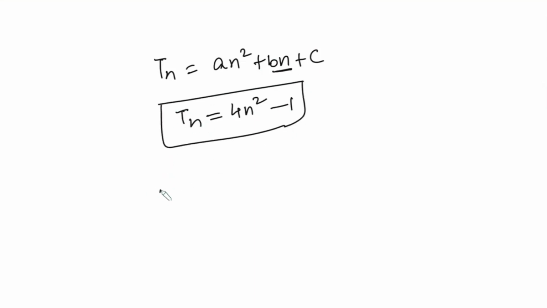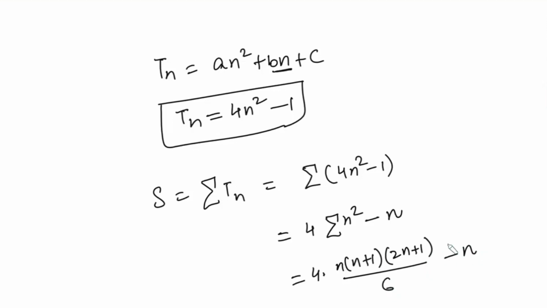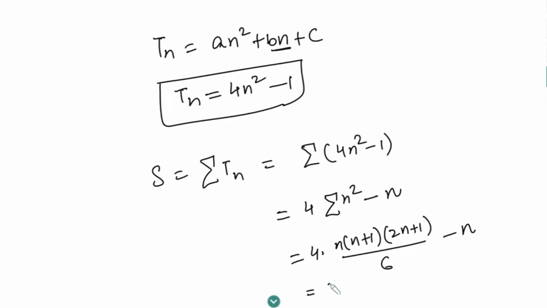And in order to find the sum, we can take summation of the nth term. So summation of 4n squared minus 1. That is 4 times summation of n squared minus summation of 1, which is n. So 4 times summation n squared, which is n into n plus 1 into 2n plus 1 over 6, minus n, which can be simplified further, which will give us n over 3 times 4n squared plus 6n minus 1.